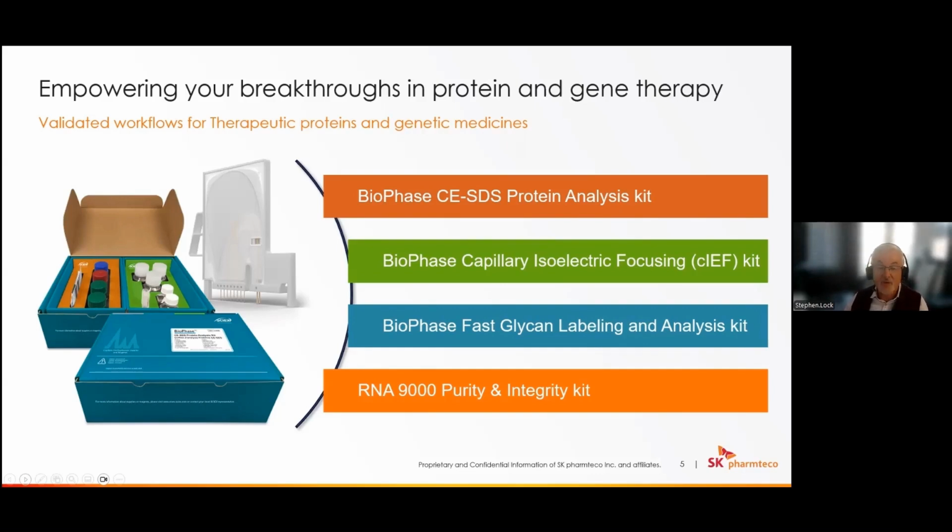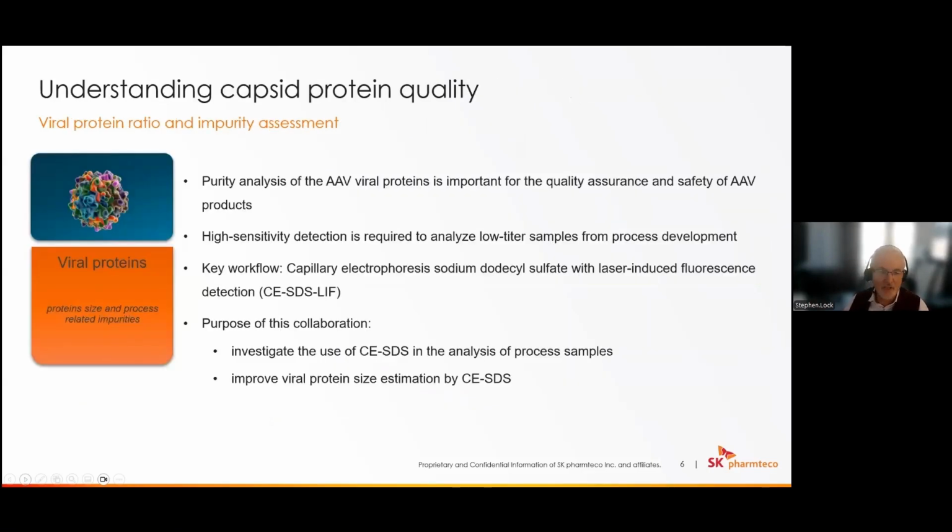Of these kits, the main ones used by Yolanda and Juliet will be the biophase CSDS protein kit and the RNA 9000 kit. And moving on to that, the first of these kits, which Juliet will use and discuss using, is the CSDS kit. And this is used to understand capsid protein quality. The purity analysis of AAV viral proteins is important for the quality assurance and safety of viral vector products.